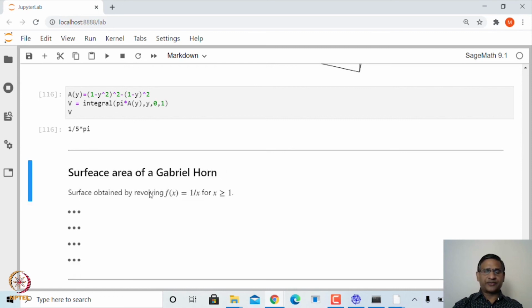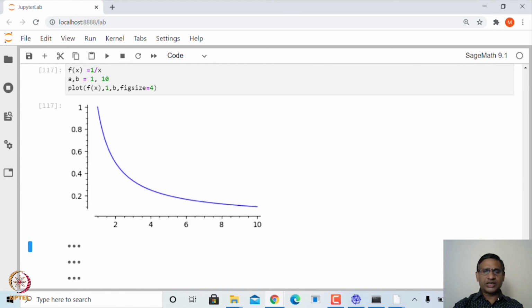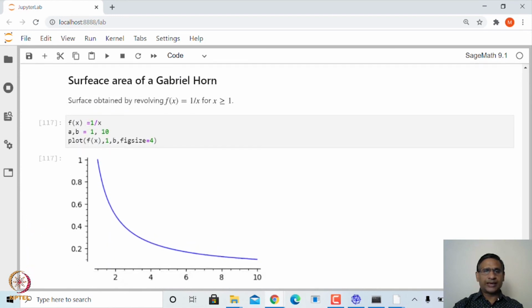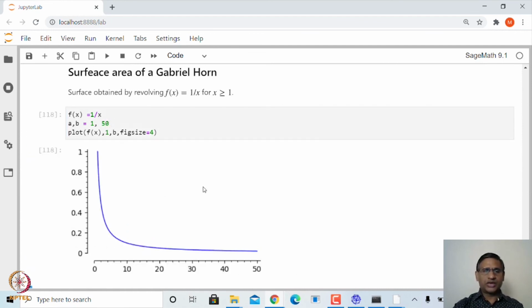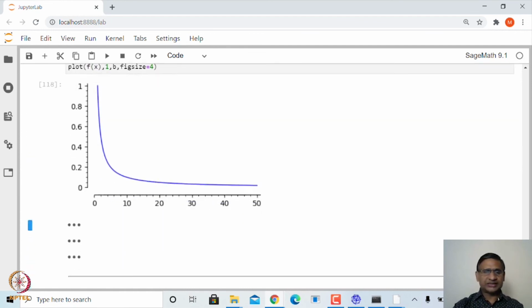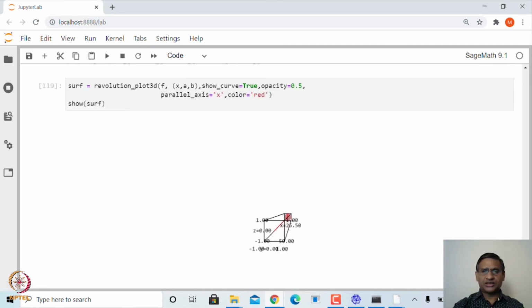This is a surface obtained by revolving the curve y equal to 1 by x about the x axis from 1 to infinity. This is what is called the Gabriel horn surface. If you try to plot the graph of this function, this is how it looks between 1 and 10, and if you take 1 and 50 instead, this is how it will look. Now, you want to rotate this about the x axis, and then this surface will look like this.